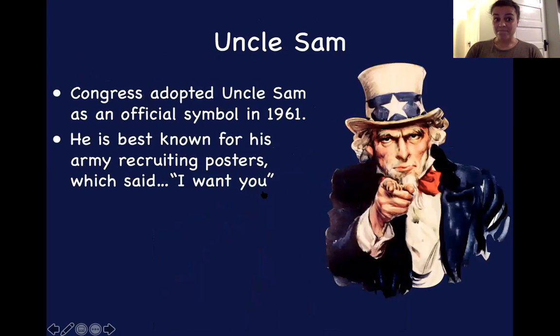Uncle Sam. Congress adopted Uncle Sam as an official symbol in 1961. So that's the year, 1961, and right now it's 2020. So that was quite a long time ago. That's older than you for sure. Older than me. He's best known for his army recruiting posters. To get people to come fight in the army, there was a poster that says, "I want you." And this is a picture of him.